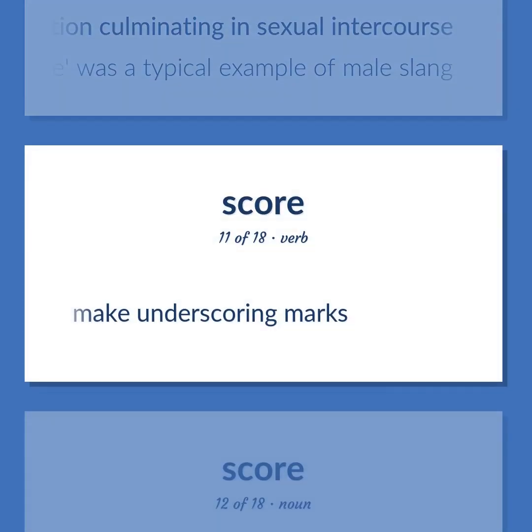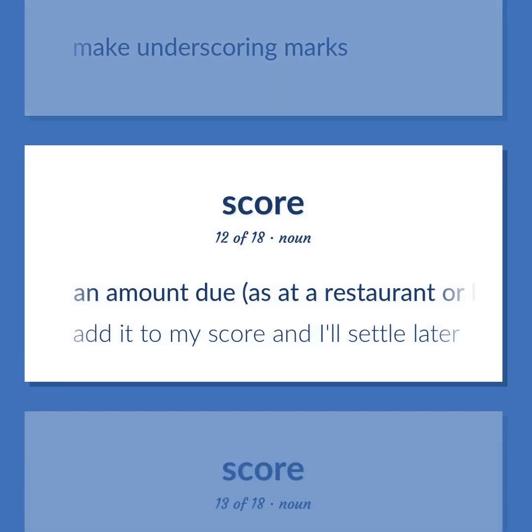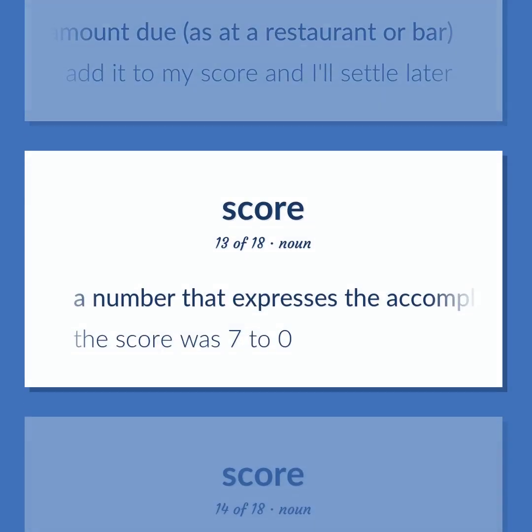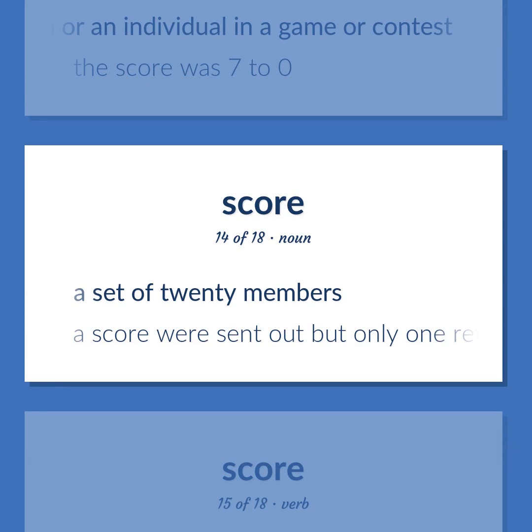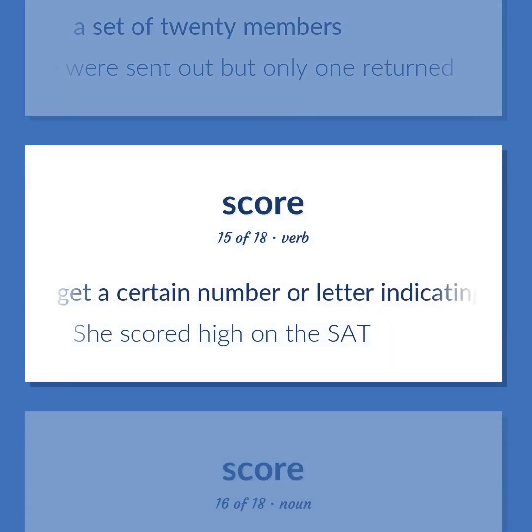Make underscoring marks. An amount due, as at a restaurant or bar. Add it to my score and I'll settle later. A number that expresses the accomplishment of a team or an individual in a game or contest. The score was 7-0. A set of 20 members. A score were sent out but only one returned. Get a certain number or letter indicating quality or performance. She scored high on the SAT.